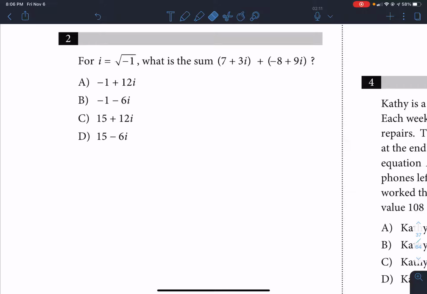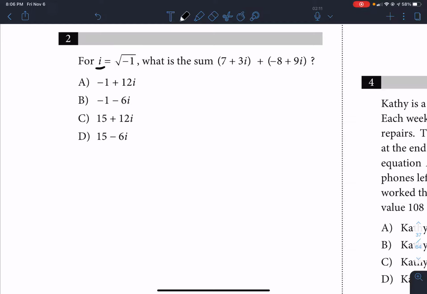For those of you who are unfamiliar, this italicized i here basically stands for imaginary number. Imaginary number is defined as the square root of negative 1. So whenever you see i, it just means square root of negative 1, which obviously doesn't exist. That's why it's called an imaginary number.